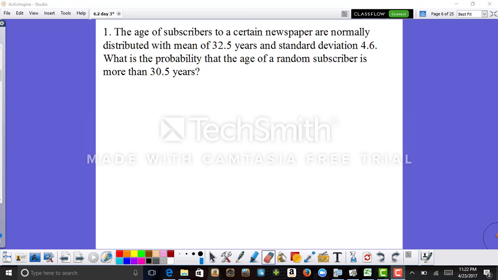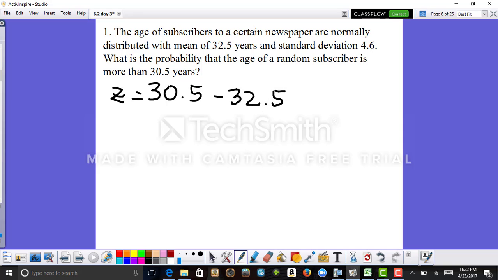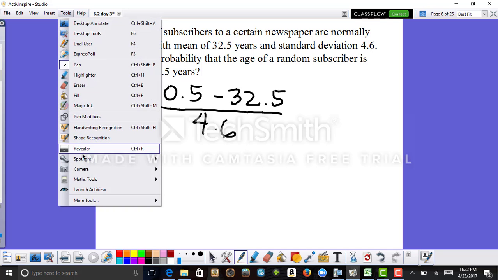The first thing to do is we're going to solve for the standard normal, or the z-score, where z is equal to your x, which is 30.5, minus the mean, which is 32.5, all over the standard deviation, which is 4.6. 30.5 minus 32.5 will give us negative 2.